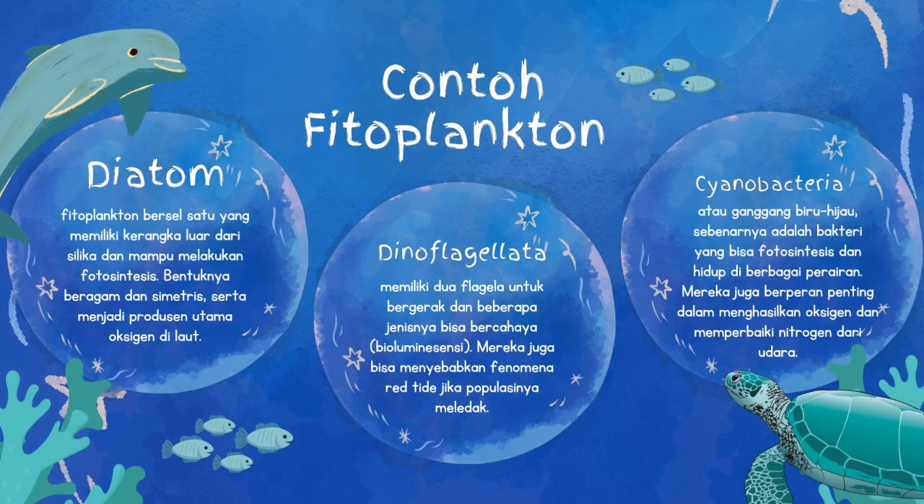Example of phytoplankton. Diatoms are single-celled phytoplankton that have an exoskeleton of silica and are capable of photosynthesis. They are diverse and symmetrical, and are the main producers of oxygen in the sea. Dinoflagellates have two flagella for movement, and some types can glow. Bioluminescence. They can also cause red tide phenomena if their populations explode.